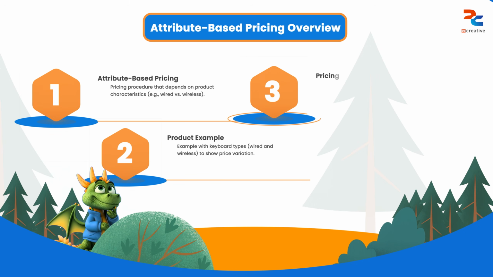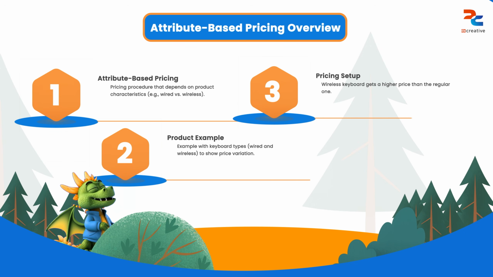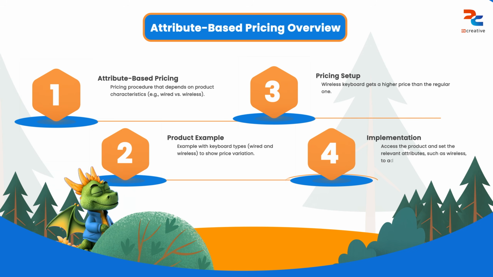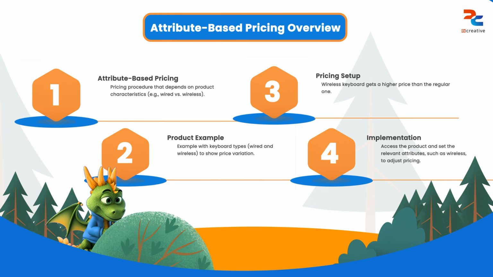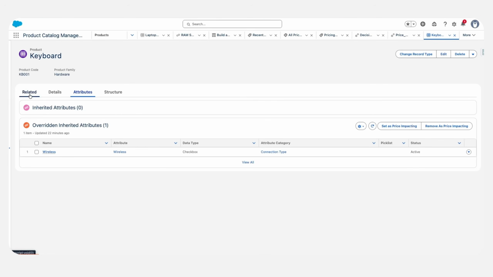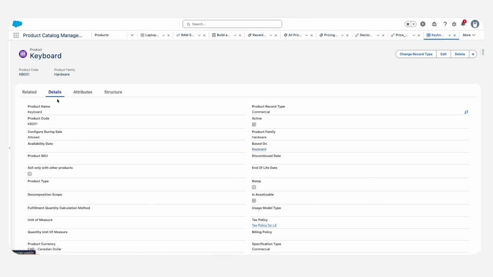Okay, so what we'll do, we'll set the pricing procedure in such a way that if a customer selects the wireless keyboard, then the price will be a higher one, and if the customer selects a normal keyboard, then the price will be a lower one. Okay, so for that, what we have to do here, we have to first go to the product and open the product keyboard. So I have already opened here the product keyboard.